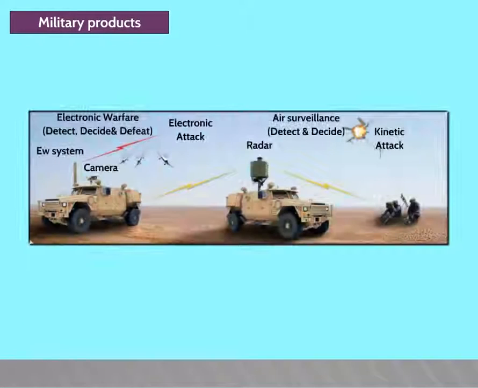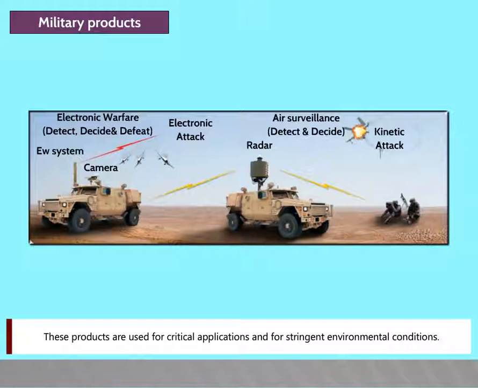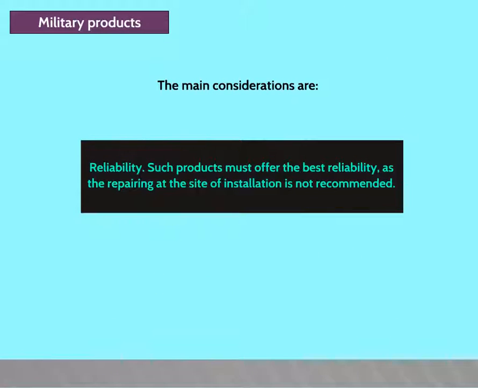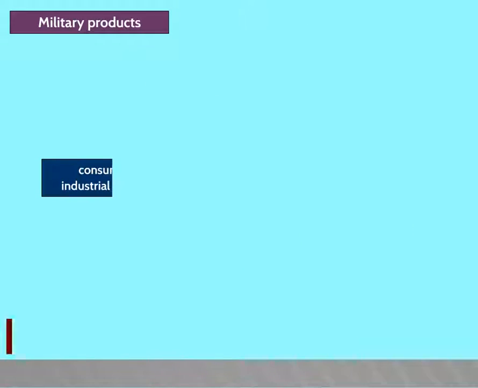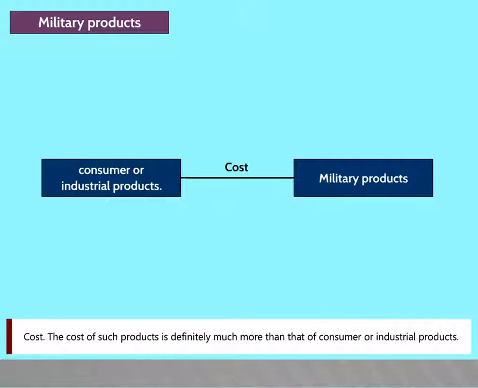Military products. These products are used for critical applications and for stringent environmental conditions. The main considerations are reliability. Such products must offer the best reliability, as the repairing at the site of installation is not recommended. Cost. The cost of such products is definitely much more than that of consumer or industrial products.